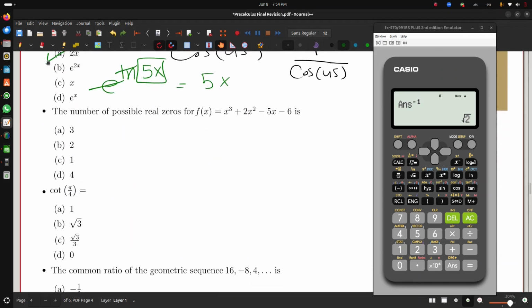Next, the number of possible real zeros. Okay, the maximum number of possible real zeros will be the highest degree, which is 3. Okay, what about if I asked you about the turning points? You would subtract 1, so it will be 2.